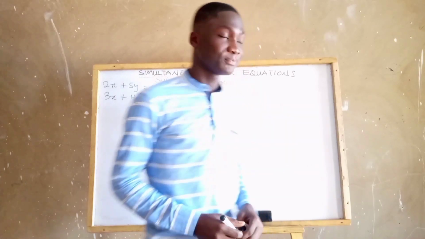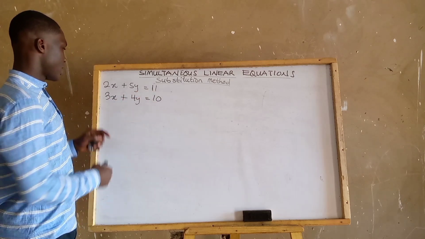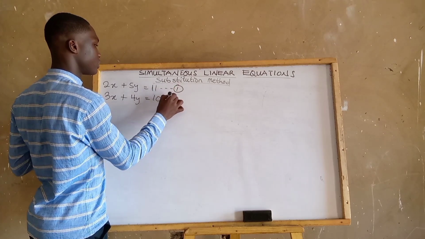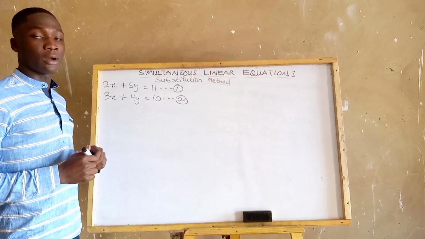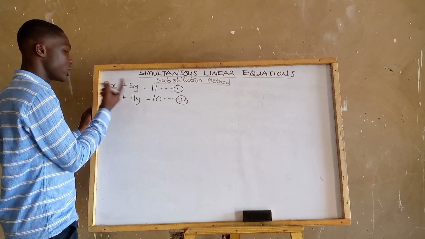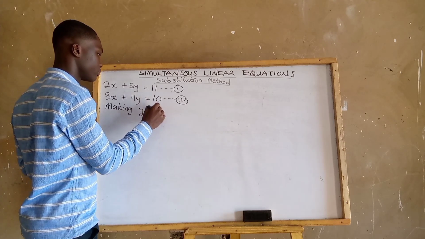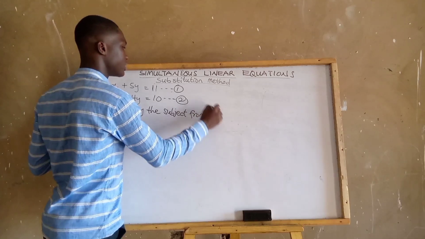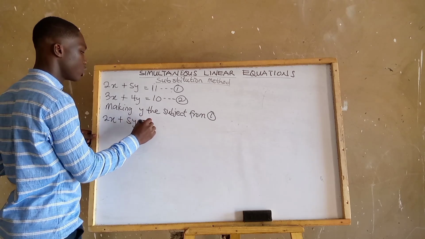So our next question, we have 2x plus 5y is equal to 11, and then 3x plus 4y is equal to 10. Let's call this equation 1 and this equation 2. So we can make x or y the subject from either equation 1 or equation 2. So let's make y the subject from equation 1. So making y the subject from equation 1.